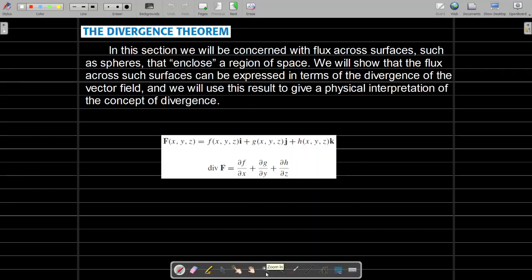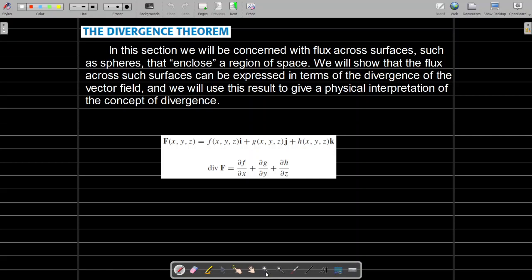Welcome friends. In this video we will be looking at the divergence theorem. Here we will be mainly concerned with evaluation of flux integrals over closed surfaces like spheres that actually enclose a region of space. In previous videos you might have seen what is a flux integral and what is flux. Here we will be making use of this divergence theorem to evaluate the flux.